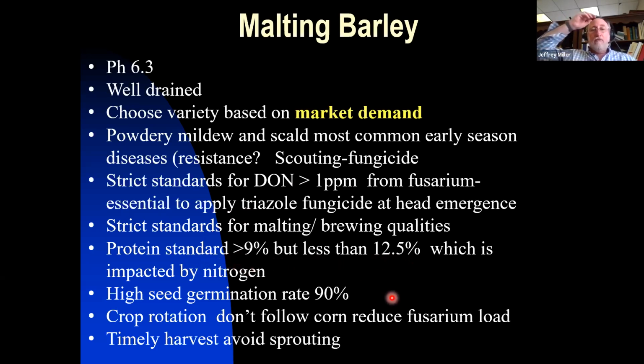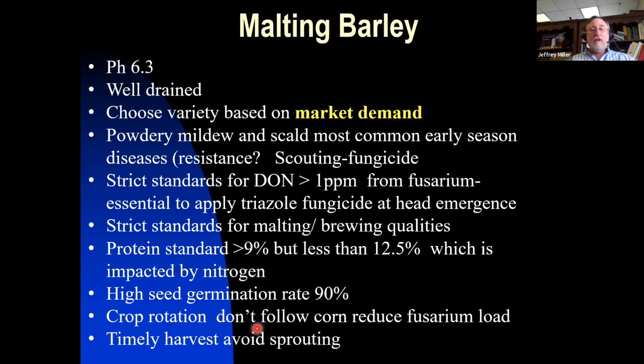The other thing that they want from you is a high seed germination rate. The malting process is germinating that seed, so they want 90% or better. And that means that you have to time your harvest very well to avoid sprouting, because that's what they want to do, is sprout that wheat.